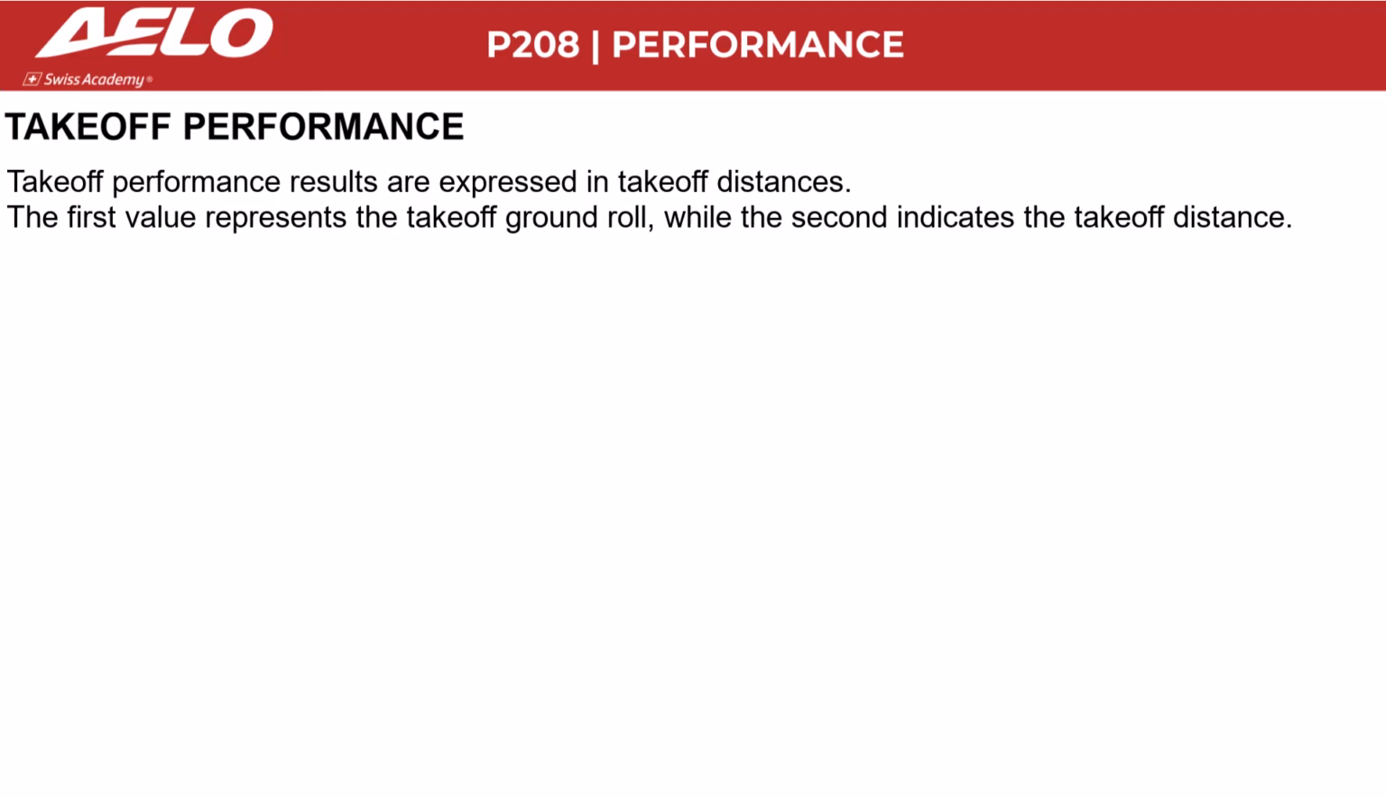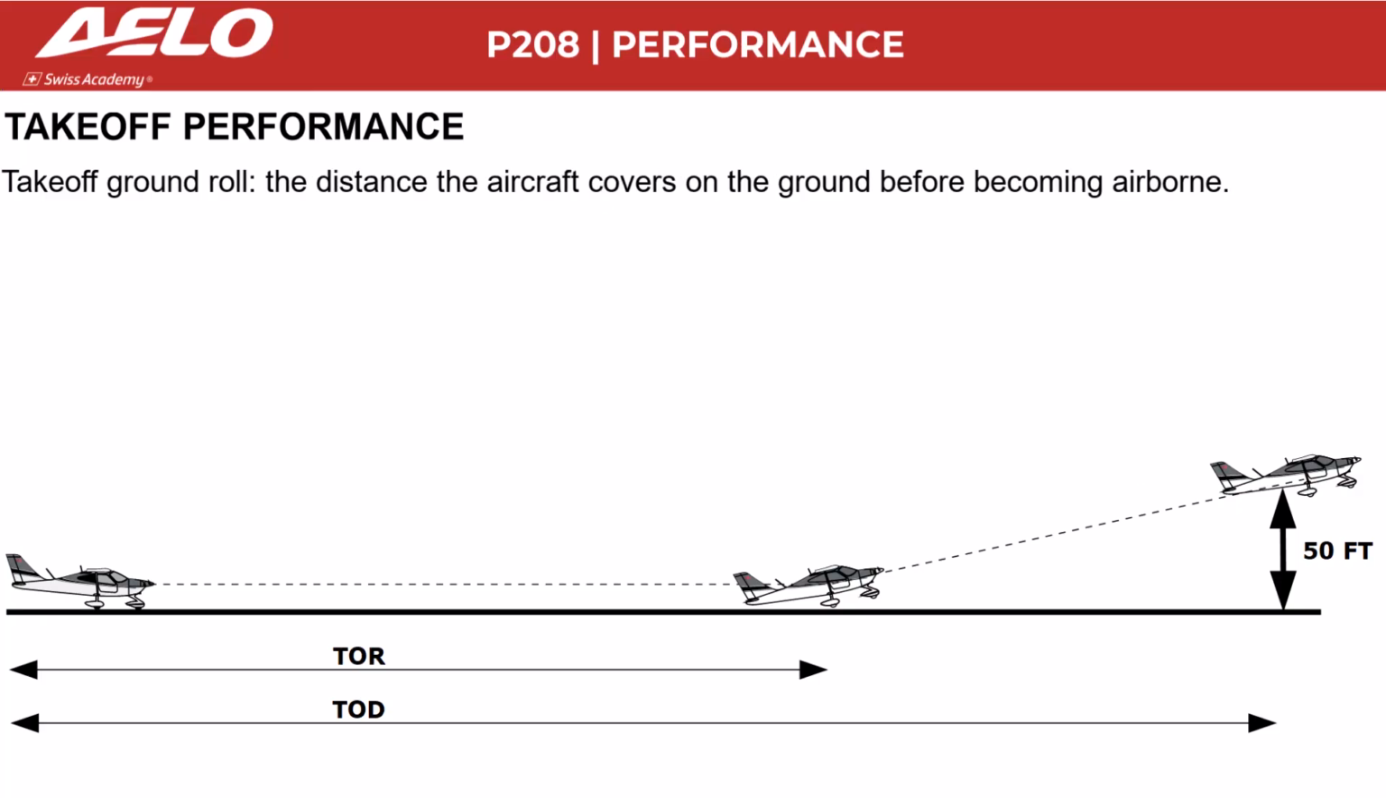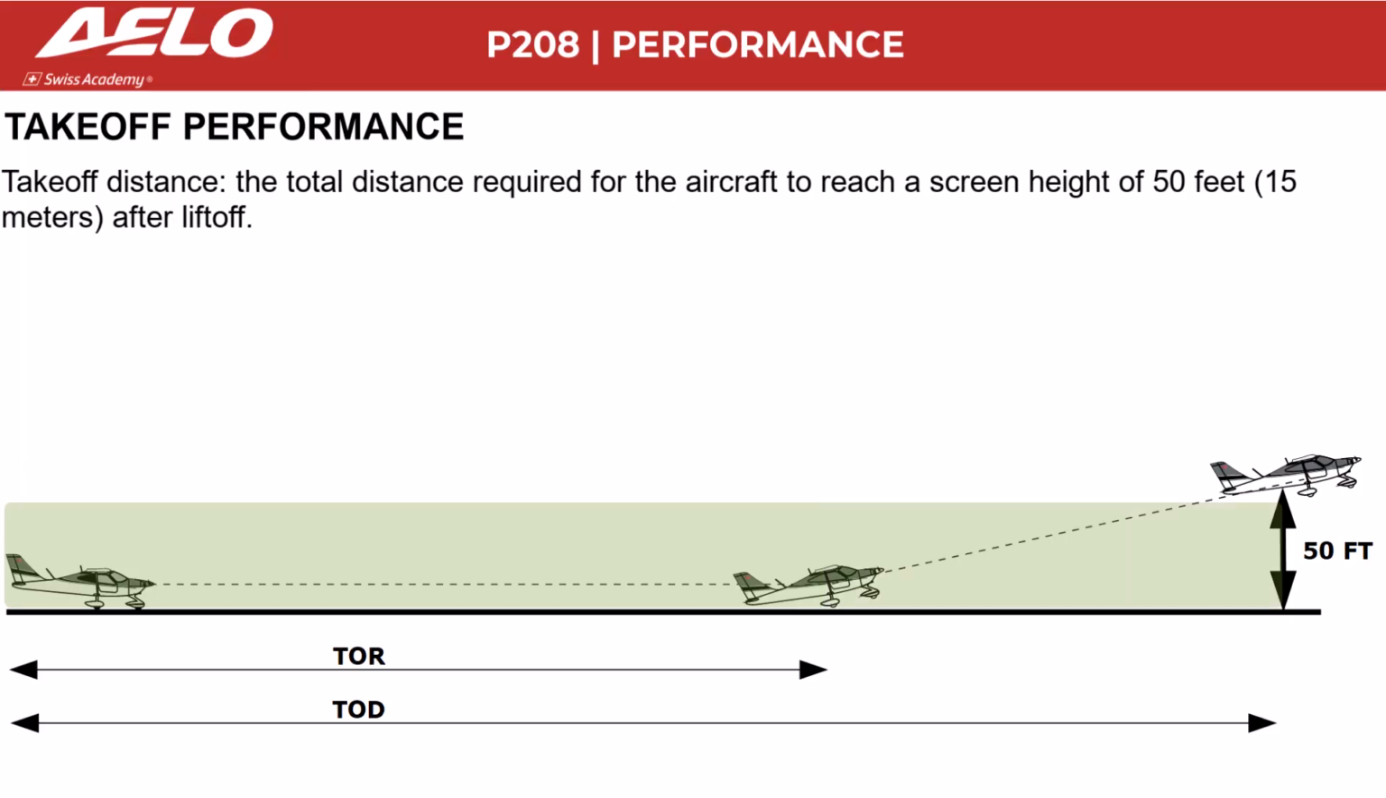Takeoff performance. Takeoff performance results are expressed in takeoff distances. The first value represents the takeoff ground roll, while the second indicates the takeoff distance. Takeoff ground roll: the distance the aircraft covers on the ground before becoming airborne. Takeoff distance: the total distance required for the aircraft to reach a screen height of 50 feet, 15 meters, after liftoff.